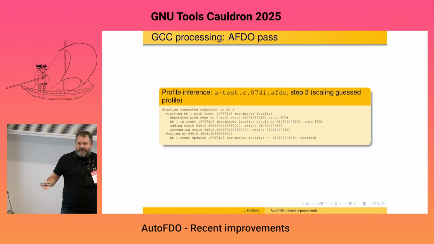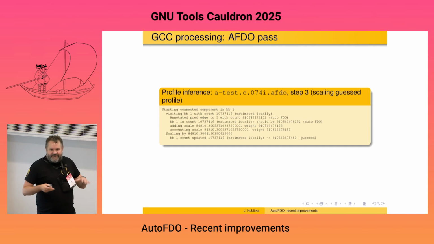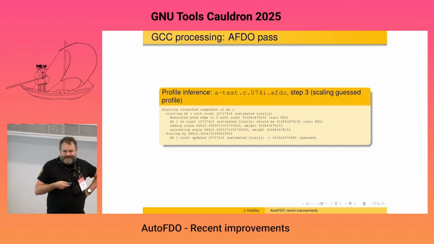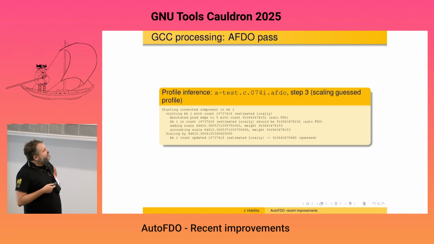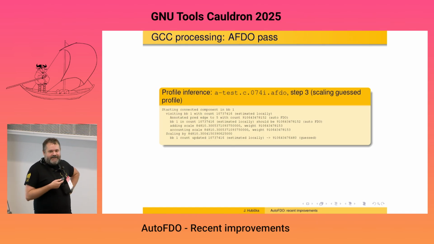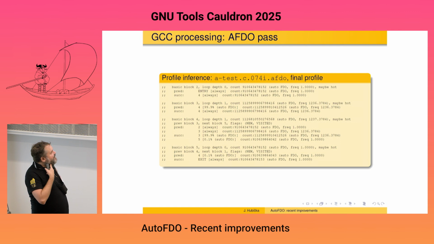If you have a bigger block which is optimized away, you have no info at all, and you need to somehow fill these missing fragments from somewhere. This is also a new feature which I added, but I checked and LLVM is doing exactly the same. So I guess it's a reasonable way to do it. And at the end of the day, you get the profile.